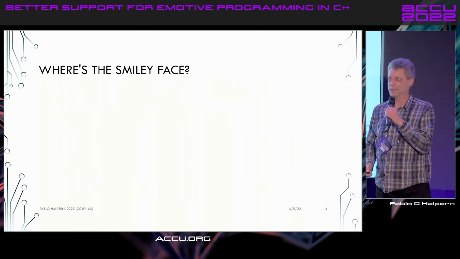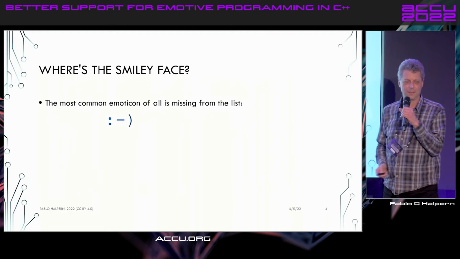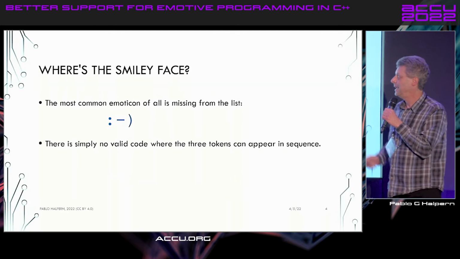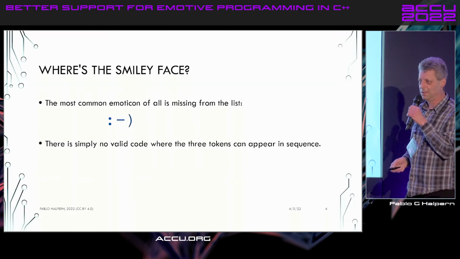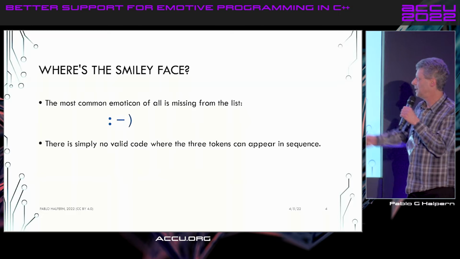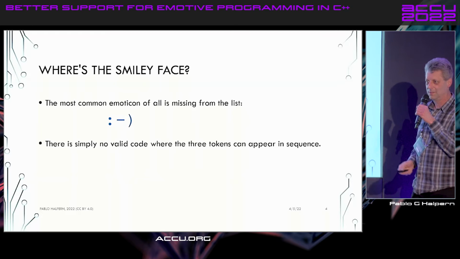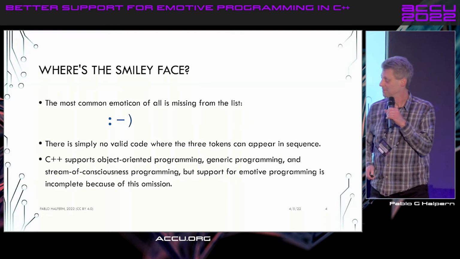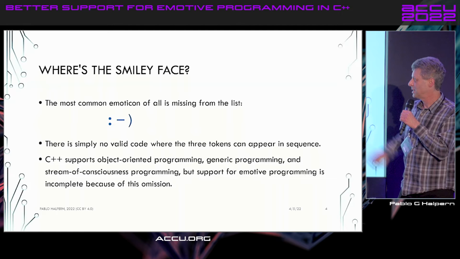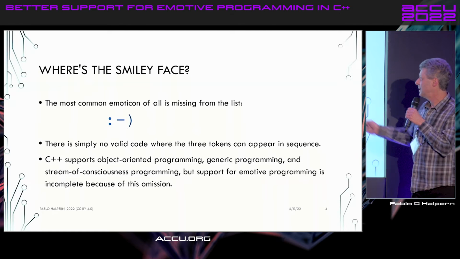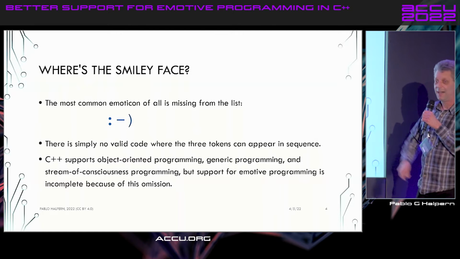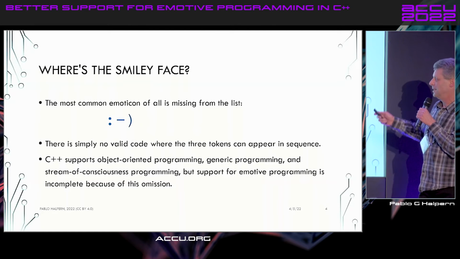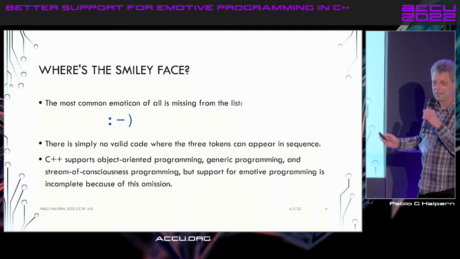But where's the smiley face? Okay, the most common emoticon of all is missing. You can't do it because there's no valid code. There's no part of the syntax that allows those 3 tokens to appear in sequence in the C++ code. All right, so C++ supports object-oriented programming, generic programming, stream of consciousness programming, but emotive programming is lacking a little bit.